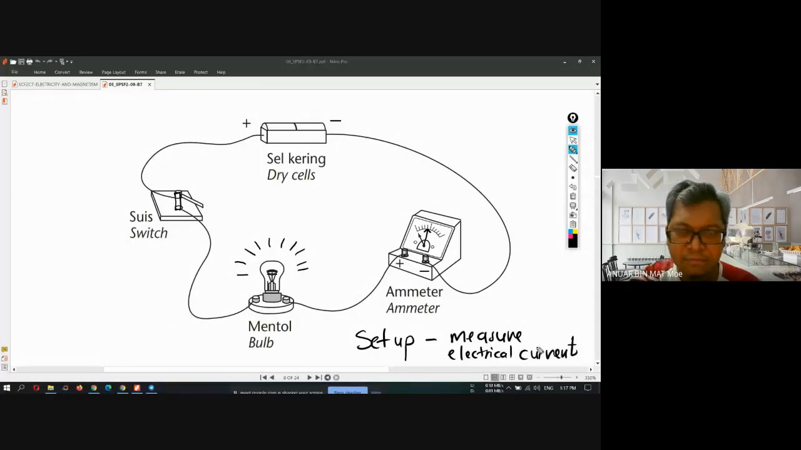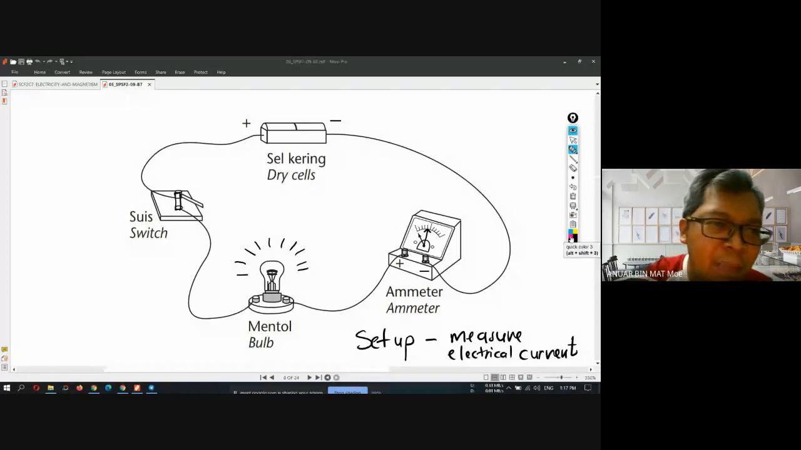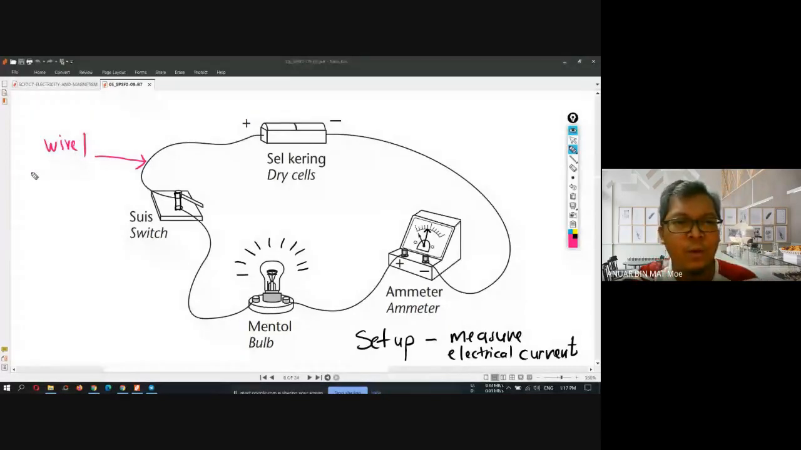My question is, what are the charges moving inside the wire here, inside the cable here? This is cable, this is wire. When I switch on the switch, what charges are moving from the battery? Positive or negative charges? Electron or proton is moving?